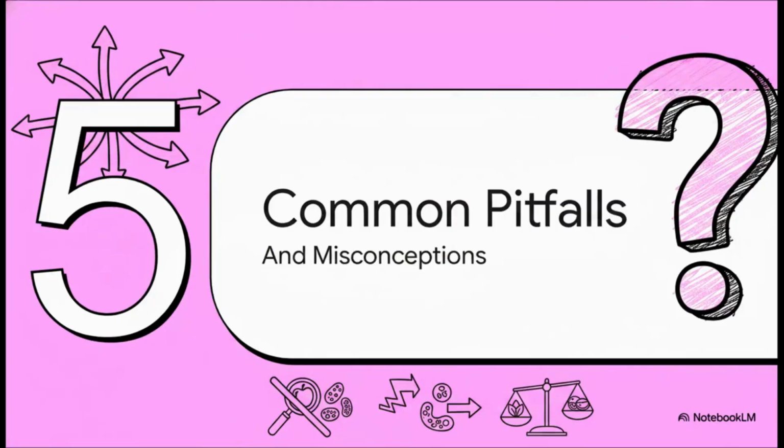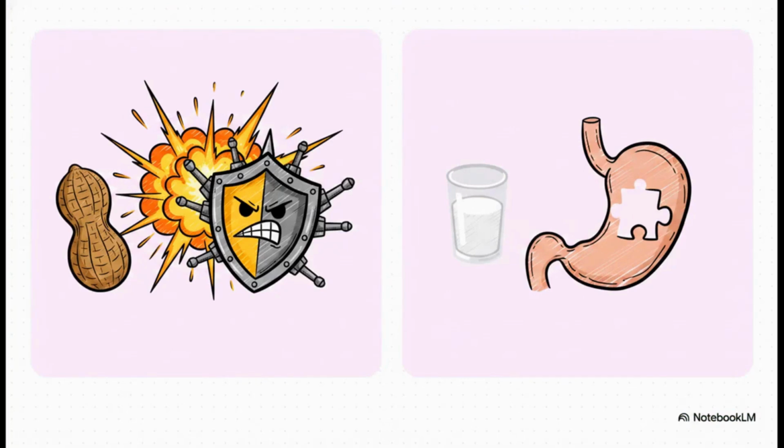Section 5. Common misconceptions and pitfalls. A prevalent clinical error involves confounding food allergies with food intolerances. They are entirely different physiological events. Food allergy represents an immune-mediated hypersensitivity. It requires an IgE-mediated or T-cell-mediated immune response to specific antigens, leading to severe reactions, including anaphylaxis. 90% of food allergies trace back to milk, eggs, peanuts, tree nuts, fish, shellfish, wheat, and soy.